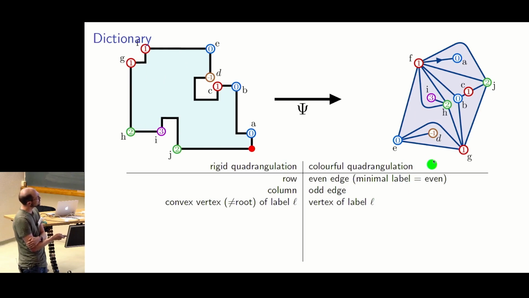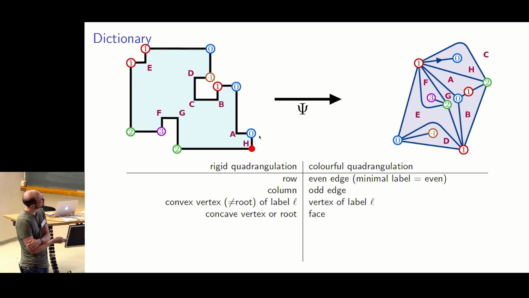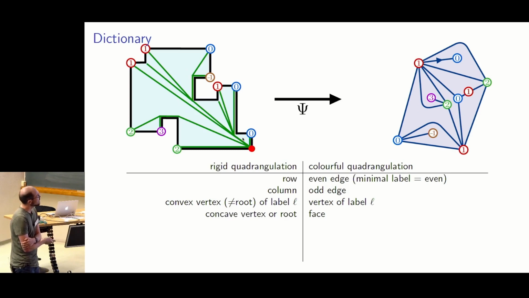The vertices in the quadrangulation are the convex corners that are not the root. The faces of the quadrangulation are naturally related to the concave vertices or to the root. And then one can actually understand more refined statistics regarding the labeling in a geometric way on the disk side, by looking at shortest paths from the corners to the root corner.